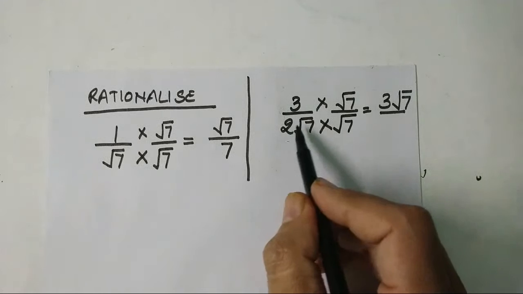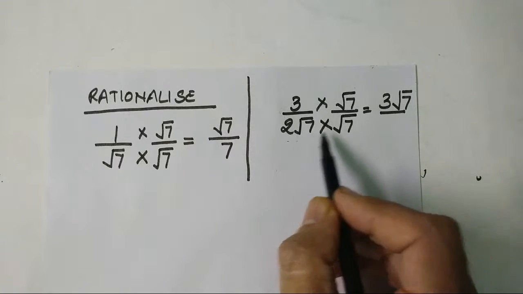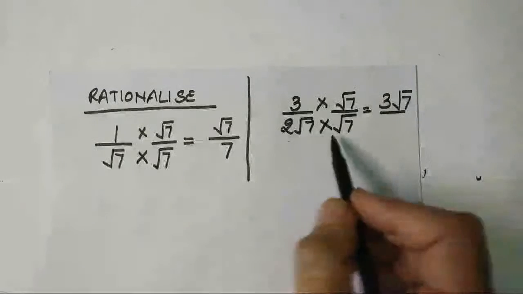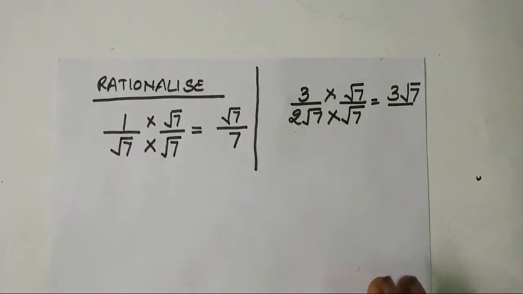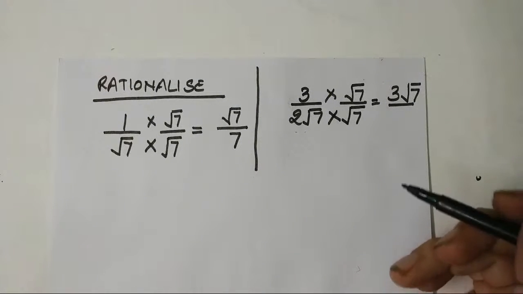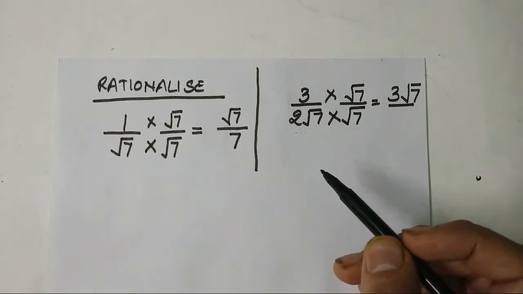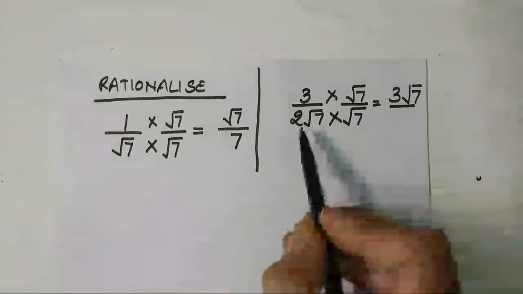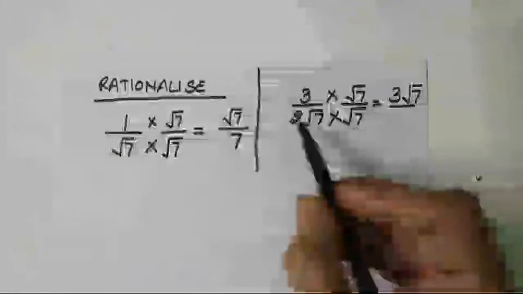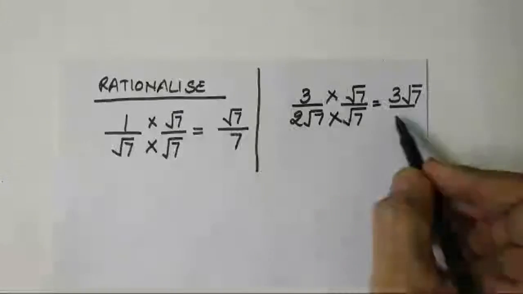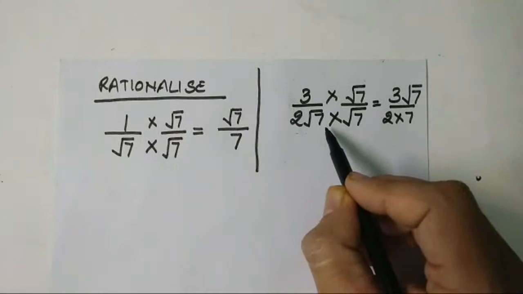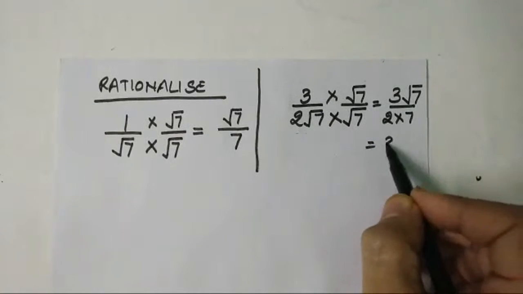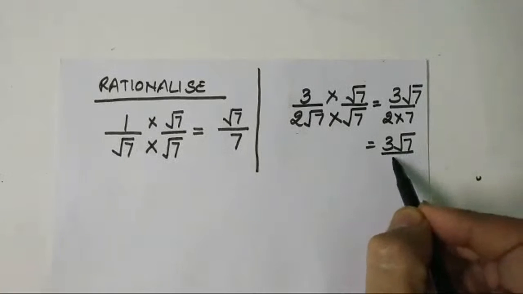When I multiply, it will become 3 root 7 and 2 multiplied by root 7 into root 7. Root 7 into root 7 is 7. How is this root 7 into root 7 equal to 7? That is explained by the basics given in the video below, so check that out. There is a full playlist explanation of the whole topic. Here we are doing the concept of rationalization. So 2 root 7 into root 7 will become 2 into 7. So my answer is 2 into 7, which is 14. The answer is 3 root 7 upon 14.